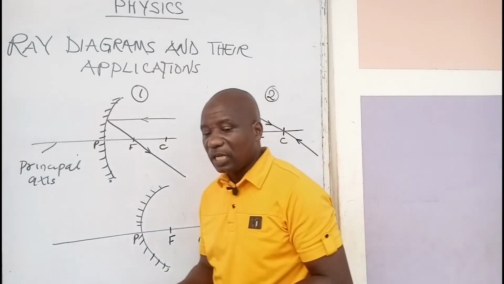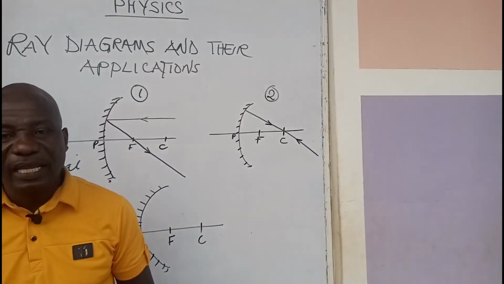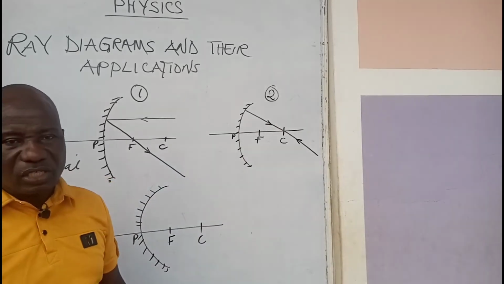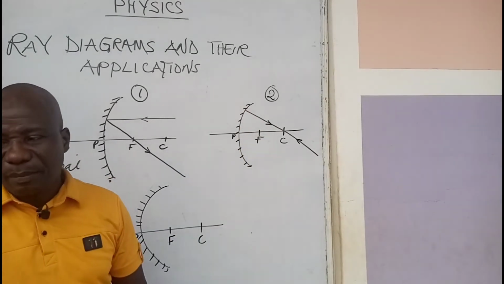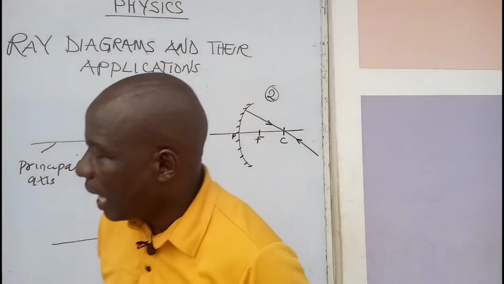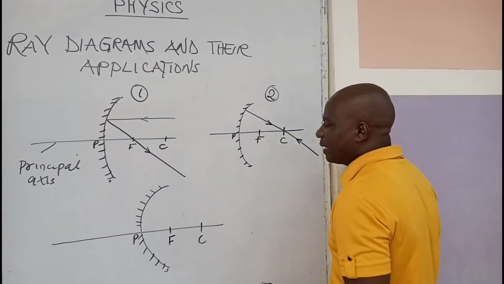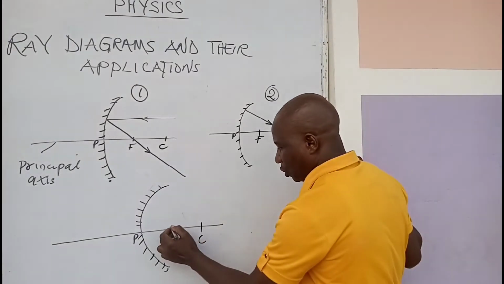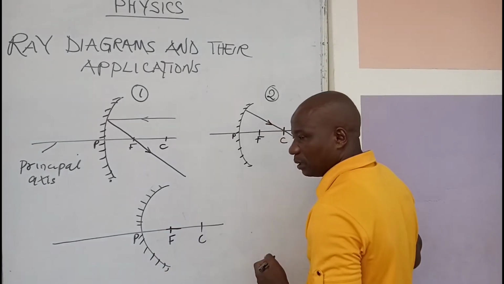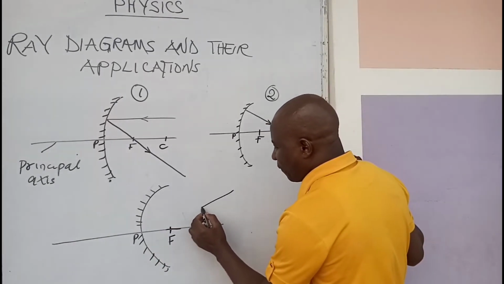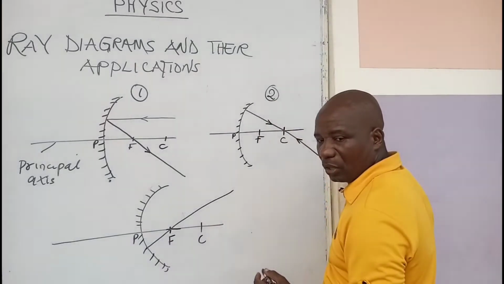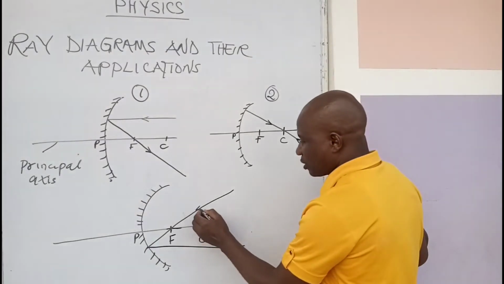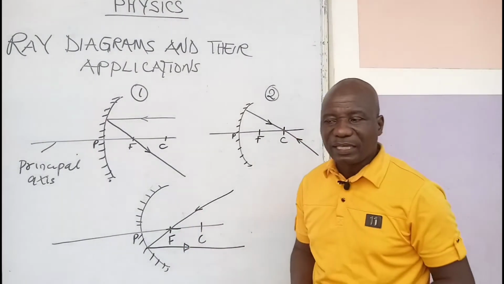If they ask you to state the law of reversibility of light, it simply means light that passes through the center of curvature after reflection is going to pass through the same path. That is number two. And the last one, any ray that passes through F. Any ray that passes through F after striking the mirror is going to be parallel. This one strikes, this one is parallel. Is that understood?